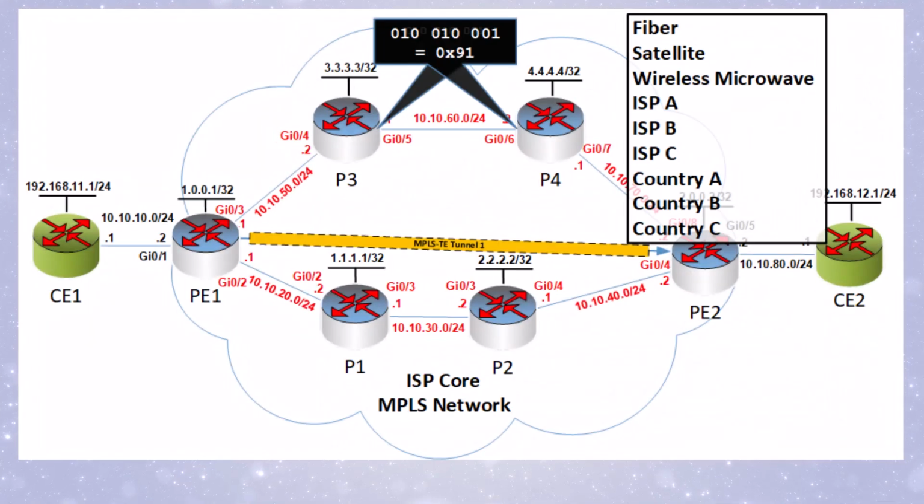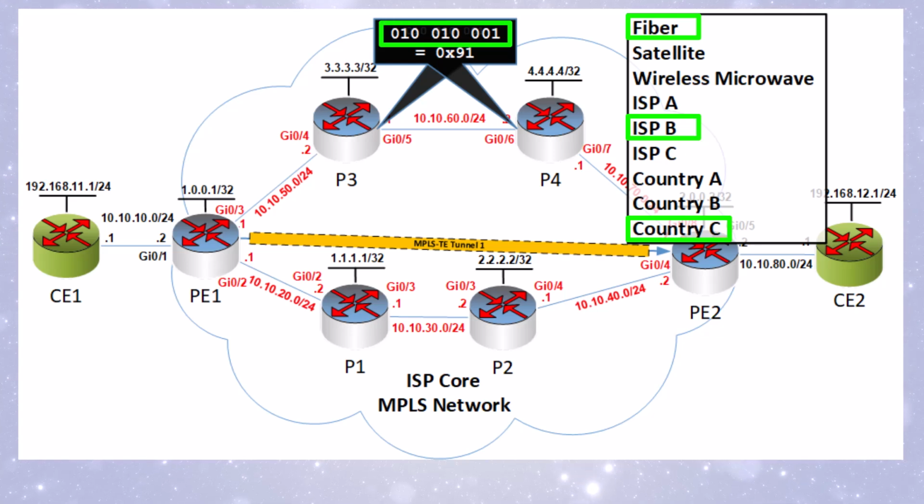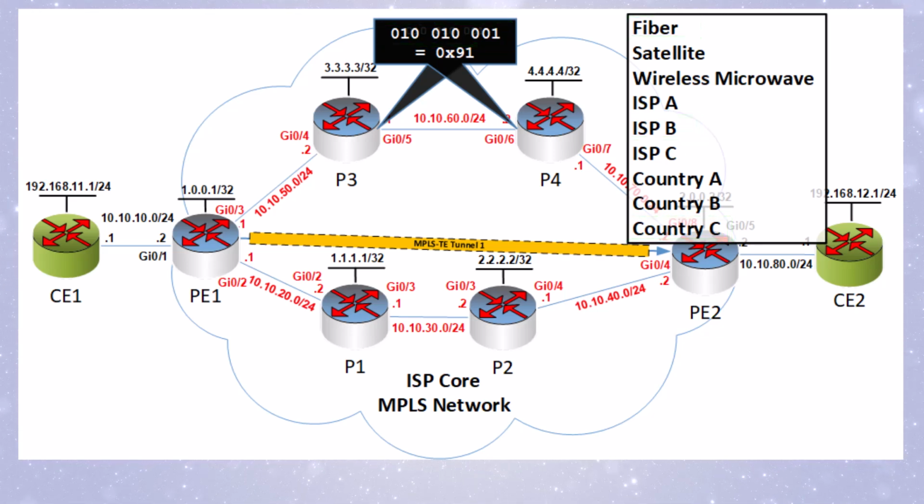So let's say that this link here is indeed a fiber link. It belongs to ISP B and goes through country C. So if we set the appropriate affinity flags to 1, this is the set of affinity flags we get. So this link has been given these particular attributes. And those attributes are configured using the resulting 32-bit flags, and we convert them to hex. So for our resulting set of flags, we have a hex value of x91.